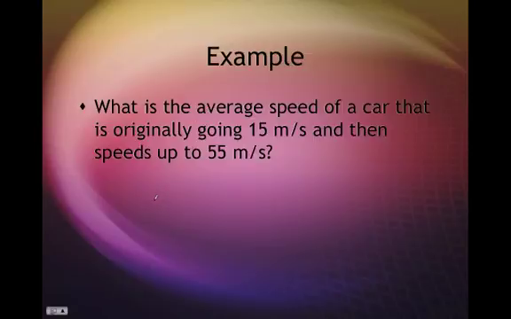For example, what's the average speed of a car that's originally going 15 meters per second and then speeds up to 55 meters per second? So we want to find the average velocity. All right, here we go. We are originally going 15 meters per second, so that would be my initial velocity. I'm going to add my final velocity, and then I'm going to divide by 2. So if we do the math here, help me out, I don't have a calculator, 15 plus 55 would be 70, and I'm dividing that by 2, so my average speed here would be 35 meters per second.